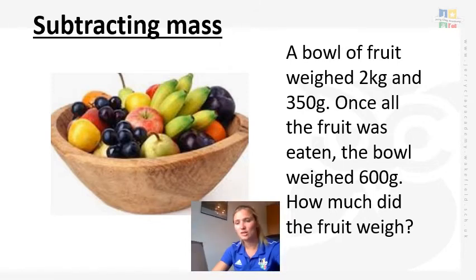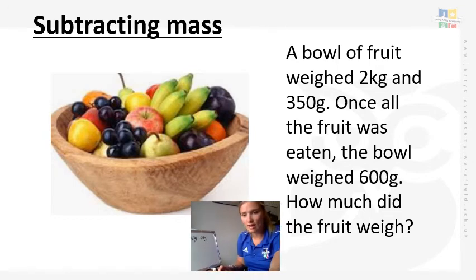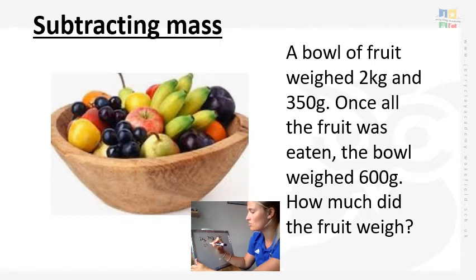And I know at the end, my bowl was going to equal 600 grams. So I can work this out by finding a smaller number. So I'm going to take away the bowl, first of all, and that will tell me how much fruit has been eaten. So in order to do that, I'm going to convert 2 kilograms, 350 to 2,350 grams. And then I can now take away 600 grams. And when I've worked that out, I can work out that the answer is going to be 1,750 grams, or 1 kilogram, 750 grams.